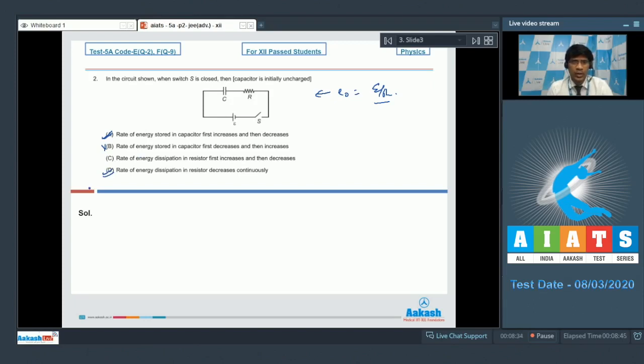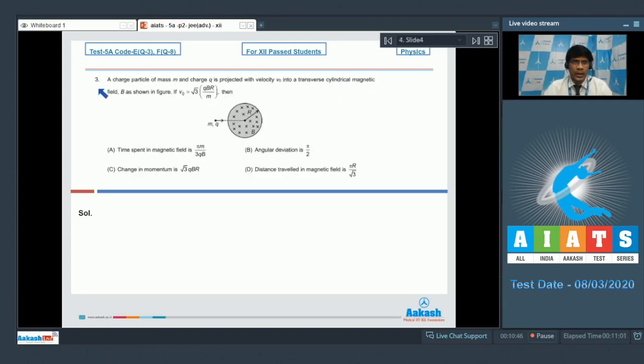Now let's proceed to question number 3. Here in question number 3, a charged particle of mass m and charge q is projected with velocity v0 into a transverse cylindrical magnetic field B as shown in figure. v0 was given to be root 3 qBR divided by m. Then we need to figure out how long the charge would spend in the magnetic field and the distance it will travel there in the magnetic field region.